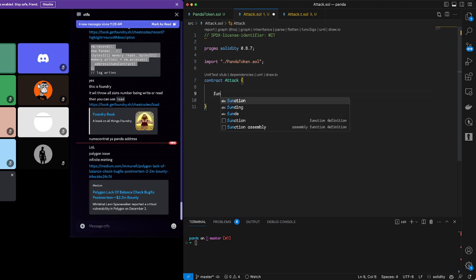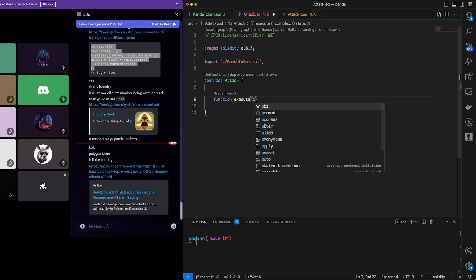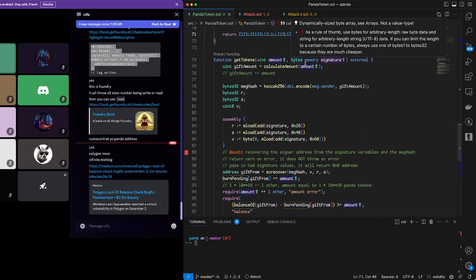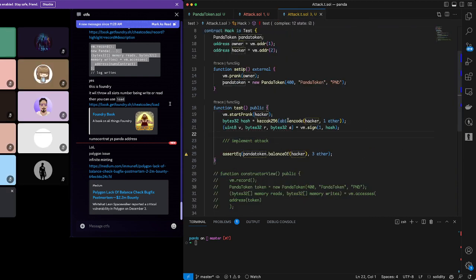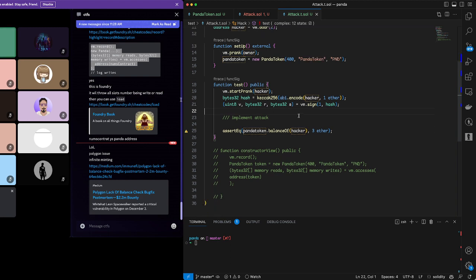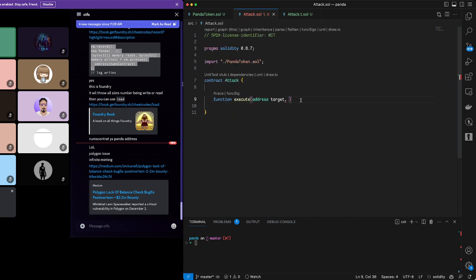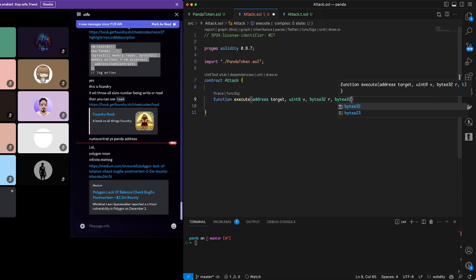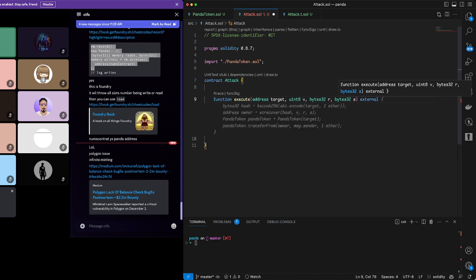There's a couple things you always have to do. So function execute, address, you need the target address, right? So this is going to be the PND token contract. And then we know from get tokens, we need the signature. So we have from the setup these VRS values. So let's go ahead and grab those values in our input as well. So that's uint8 v, bytes32 r and bytes32 s.